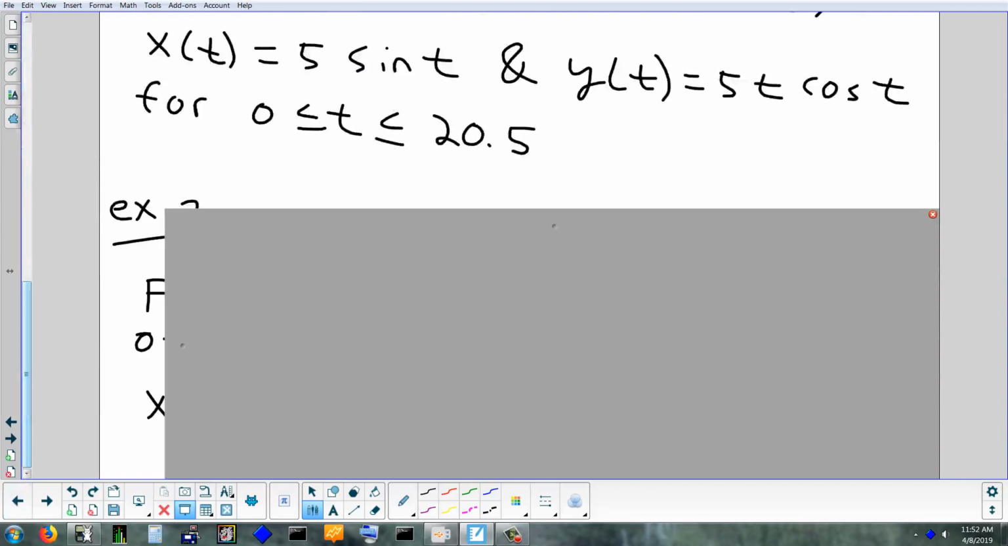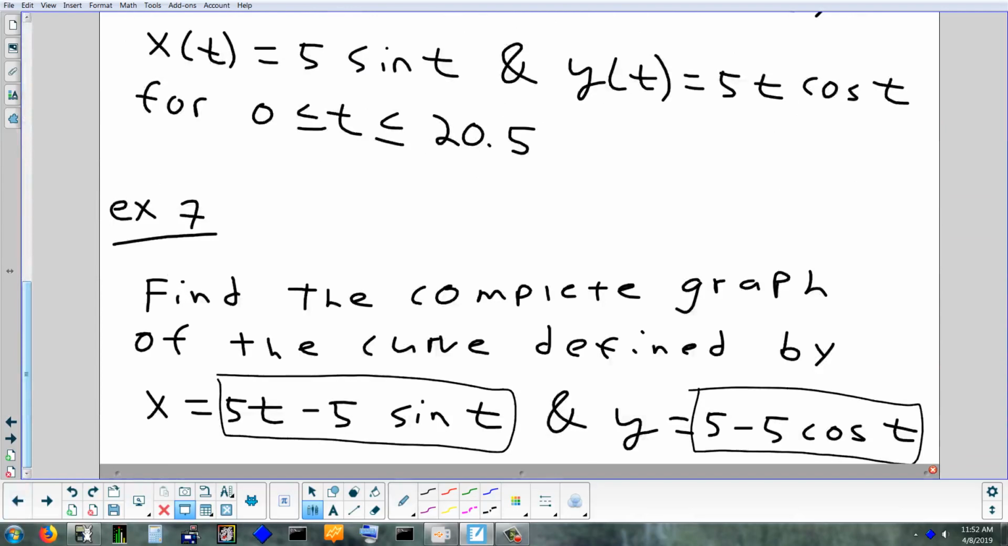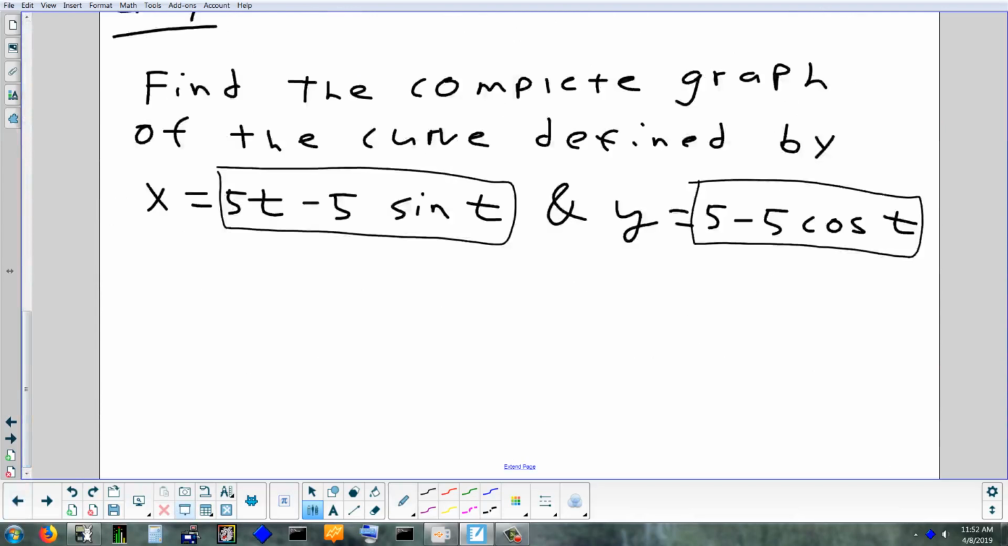Let's finish up with this one. 5t minus 5 sine t, and 5 minus 5 cosine t. Now, you've got to be careful when you see t's outside of a trig function. This y part is very predictable, right? We just said earlier, what's cosine always between? Right, this is always going to be between 1 and negative 1.